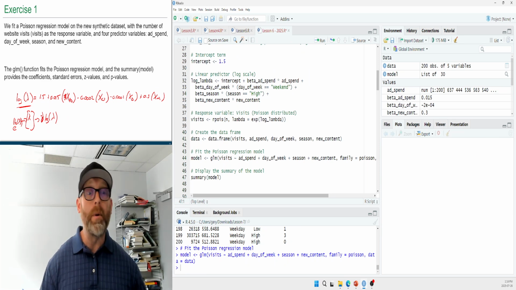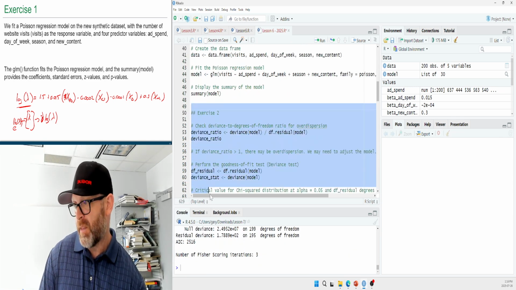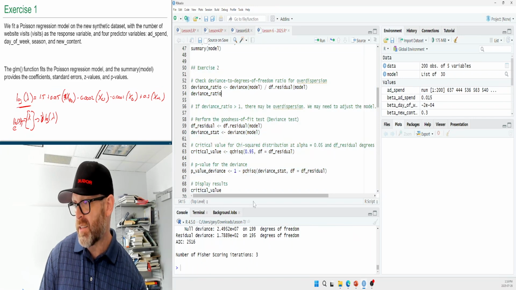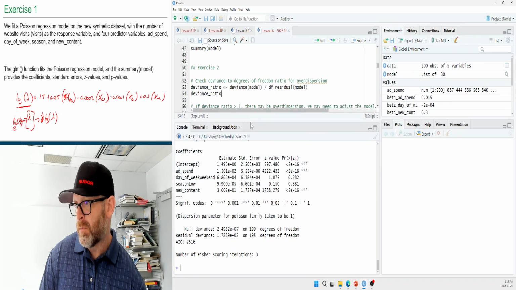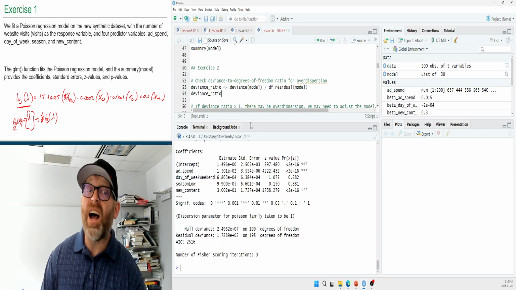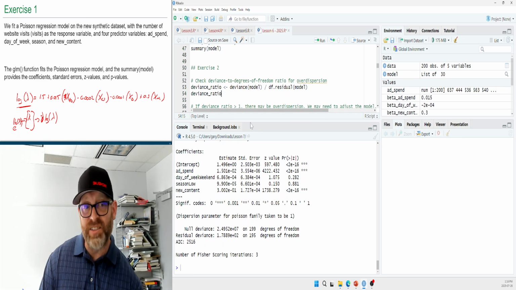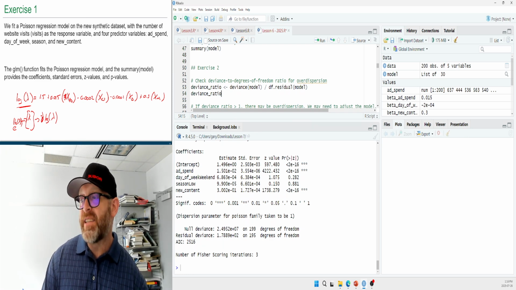All right, same as before, we ran the summary on this. How we read these is similar to what we did beforehand. They have their estimates, that's our second column here. We have our standard error, we have our Z values, and we have the P value.